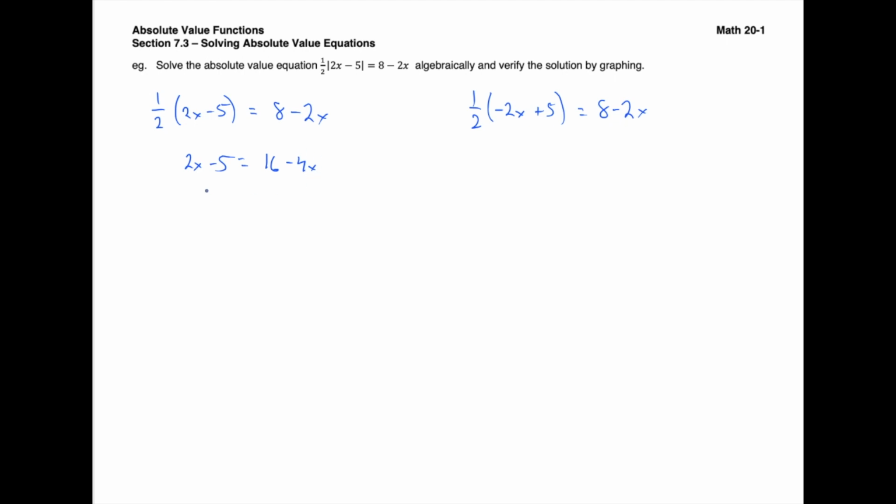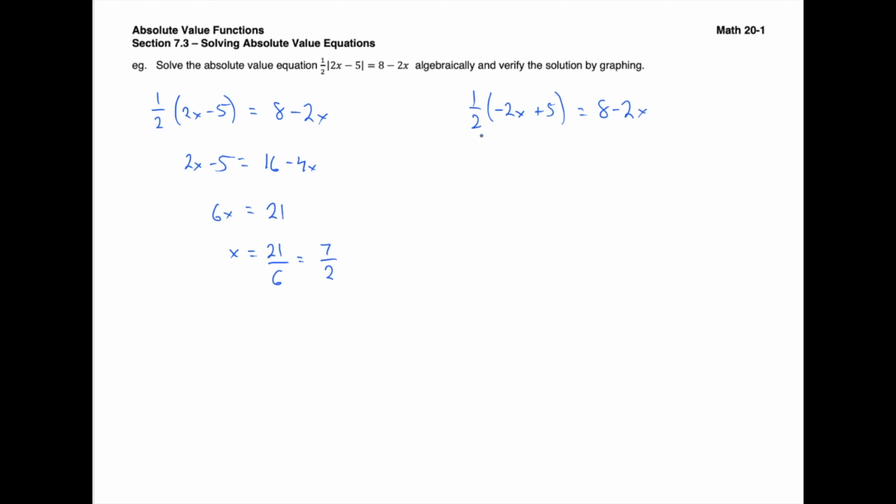So this negative 4x plus 2x will give me 6x on this side, and then the negative 5 moved over will give me 16 plus 5, or 21. And so we see that x then just equals 21 over 6, or if we reduce that, we can divide both by 3. I get 7/2 then is my value.